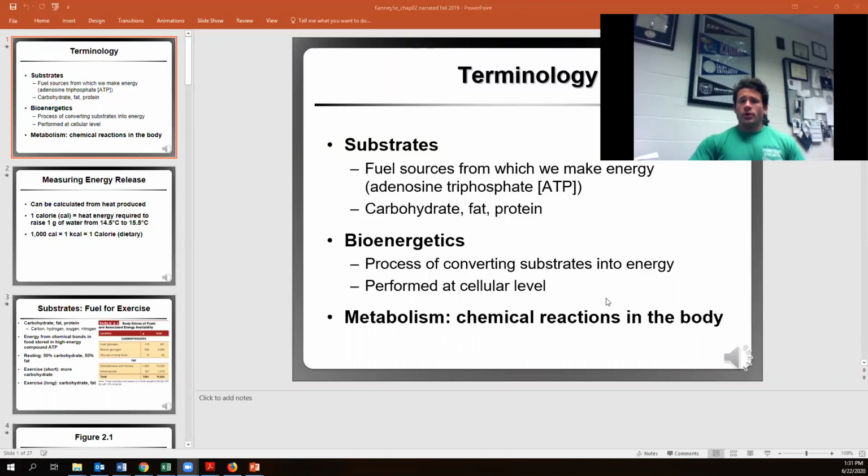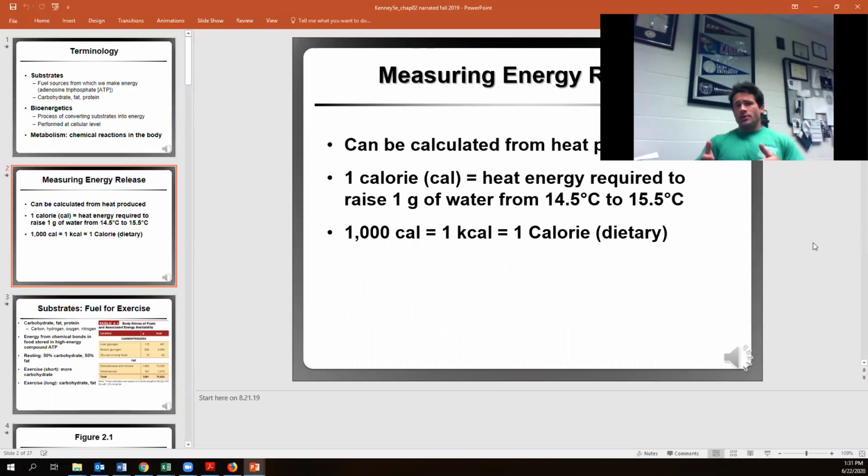Now, whenever we're looking at the energy that we're utilizing, we're going to be doing this in what's known as calories. A calorie is simply the amount of energy required to increase 1 gram of water 1 degree Celsius from 14.5 to 15.5 Celsius. Now, when we look at calories for humans, we're talking about kilocalories, big C calories, and that's 1,000 little c calories. So it's the amount of energy that's required to take 1 kilogram or 1 liter of water 1 degree Celsius.